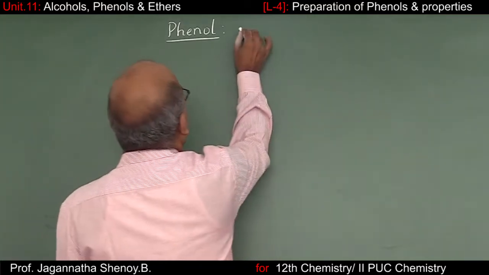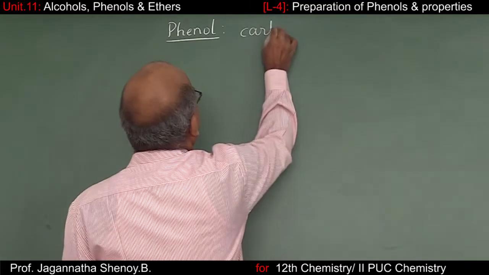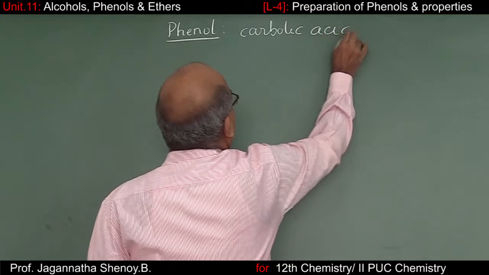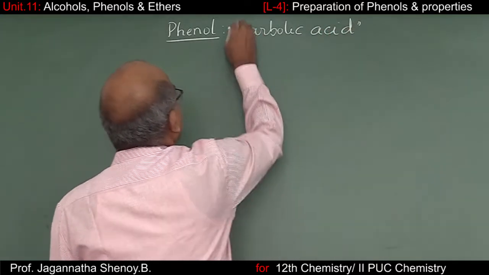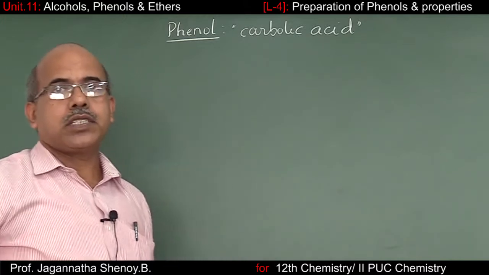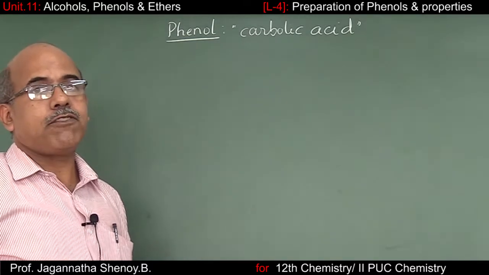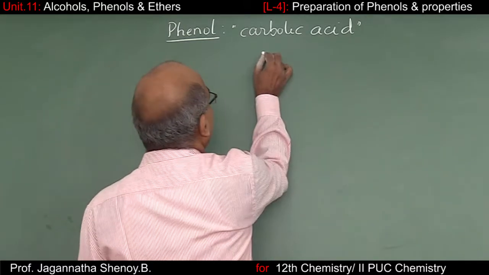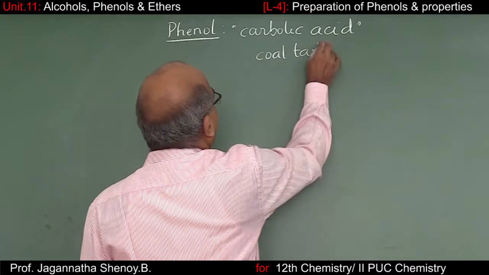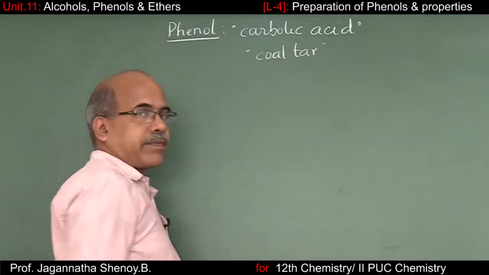Phenol is also called carbolic acid. This is asked in CET for 1 mark. Why is it called carbolic acid? Because it was isolated for the first time from coal tar. That is why it is called carbolic acid.